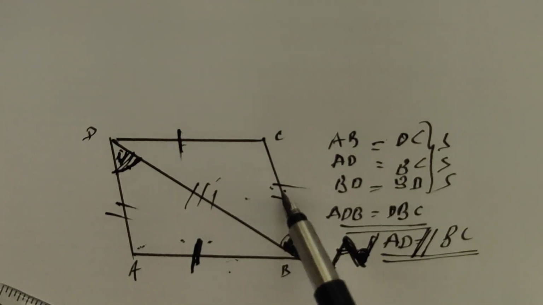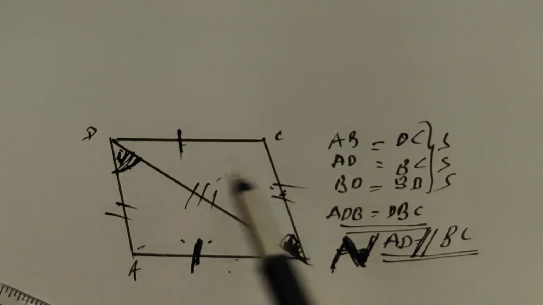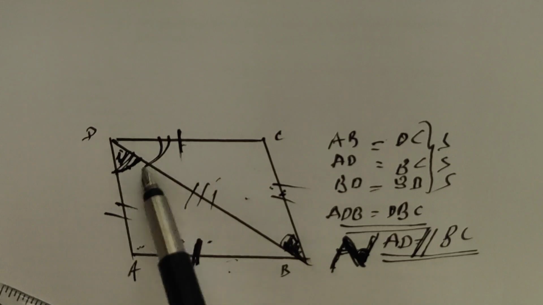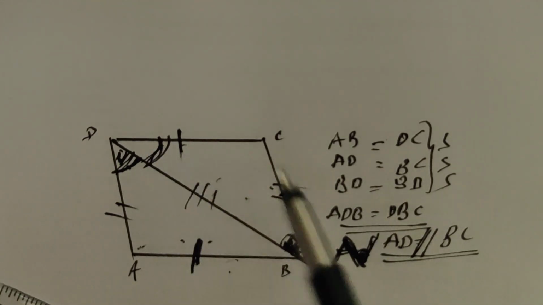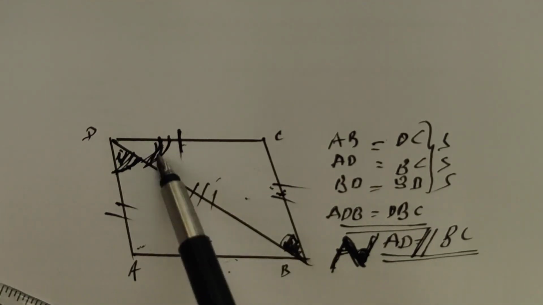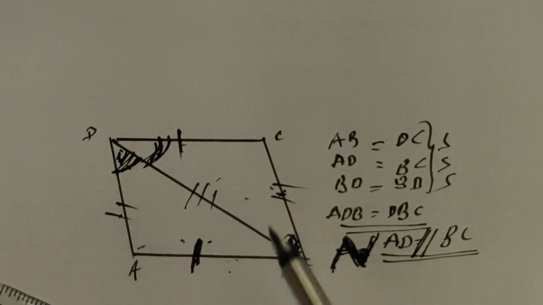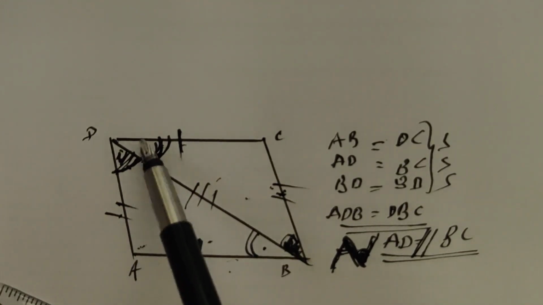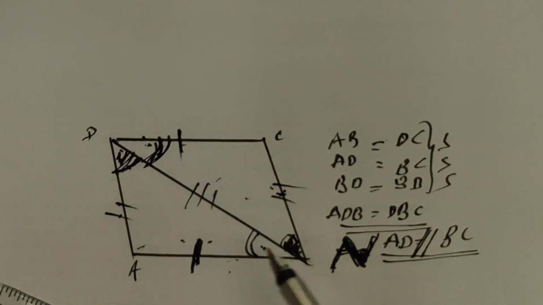And now we get what? Angle opposed to this side is this, and angle opposed to the same side in the bottom triangle is this. Therefore, these two angles are equal, as angles opposite to equal sides in equal triangles.